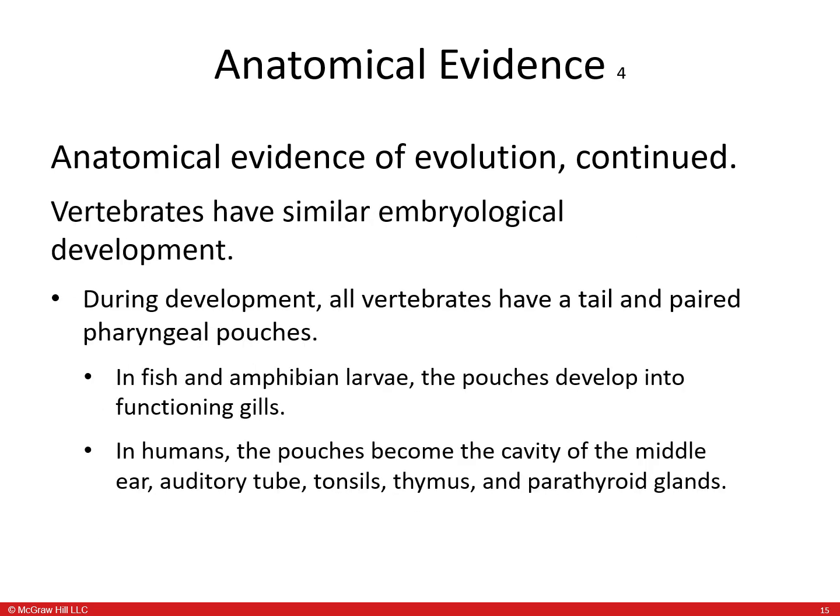Vertebrates have a similar embryological development. During development, all vertebrates have a tail and a pair of pharyngeal pouches. In fish and amphibians, the pouches develop into functioning gills. In humans, the pouches become the cavity of the middle ear, auditory tube, tonsils, thymus, and parathyroid glands.